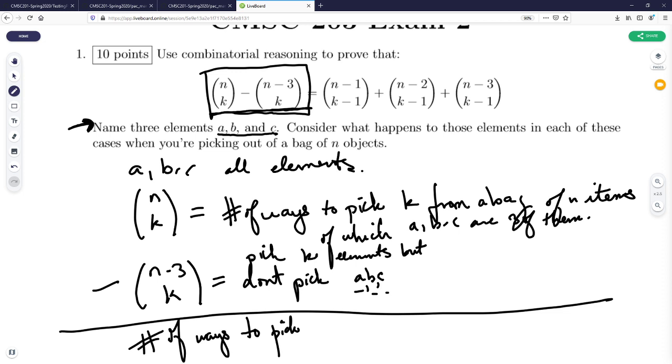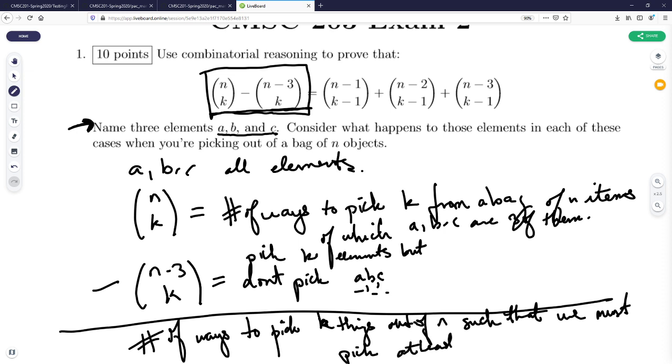And then what we do is we say, okay, given all that, if we subtract those, then this is the number of ways to pick k things out of n, such that we must pick at least one of A, B, or C. Now we don't have to pick all of them, but we do at least have to pick one, because this is the number of ways to pick randomly, and this is the number of ways to pick such that you don't get A, B, or C. So if we subtract that off, then it's the number of ways to pick essentially randomly, except we can't avoid all of them. We have to get at least one, right?